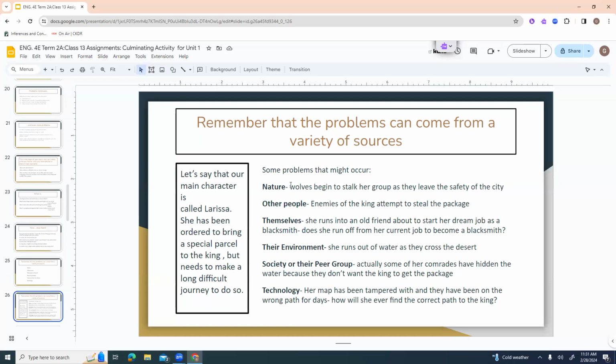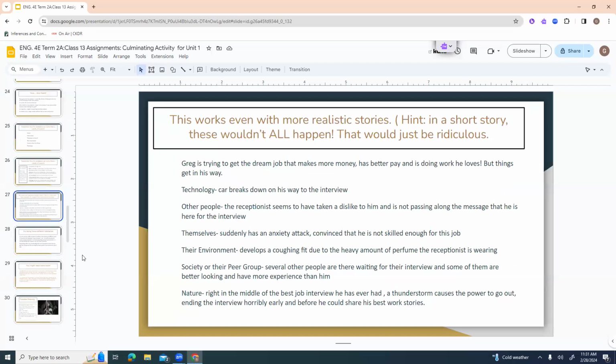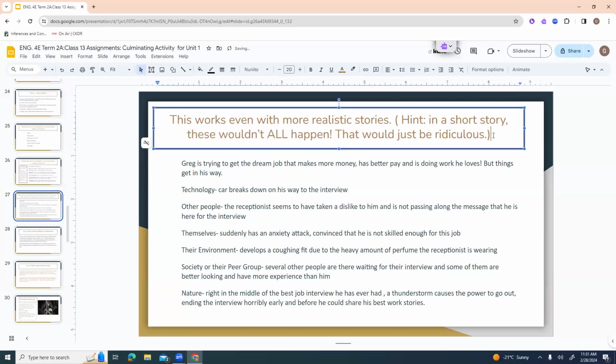Technology is referring to the devices and the tools around us. Remember, it doesn't have to only be things like computers. Sometimes we tend to think of technology as a synonym for computers, but it's not the only meaning. Now, all of this stuff, I used a general wild kind of idea just because I think it's easier, but this works even with more realistic stories. So again, in a short story, these wouldn't all happen because that would begin to seem ridiculous. You could write a very funny story that way, though, if you wanted to.